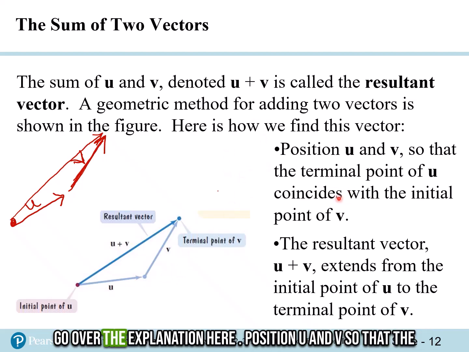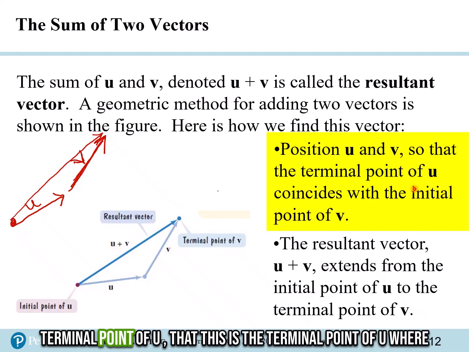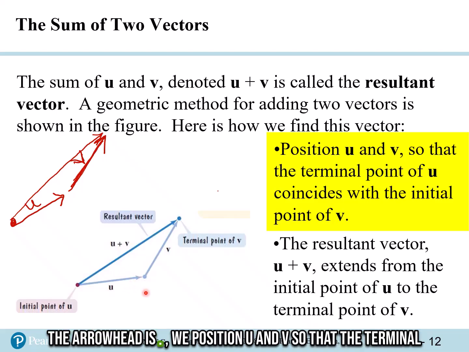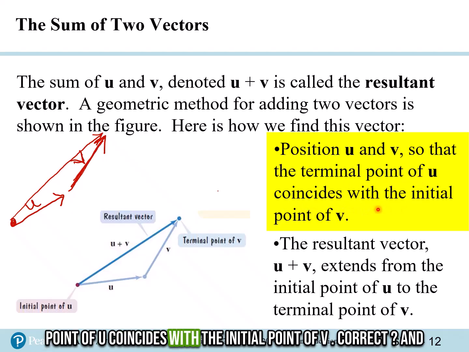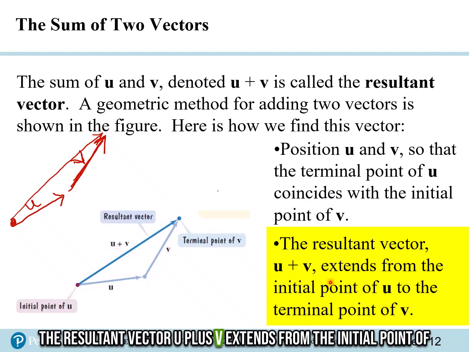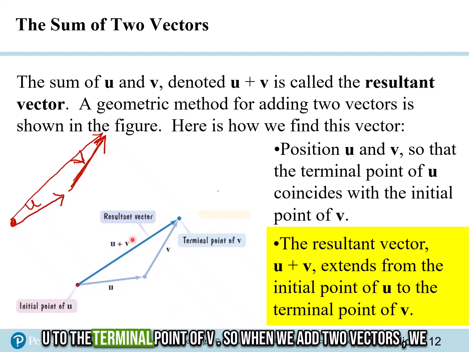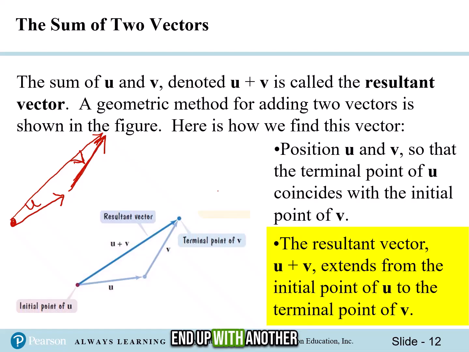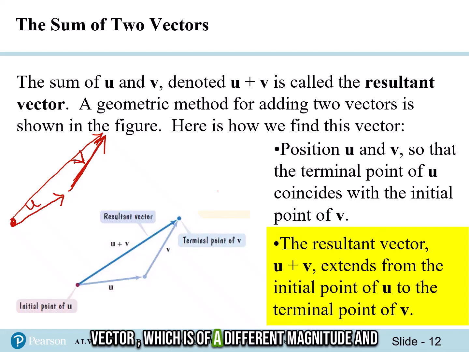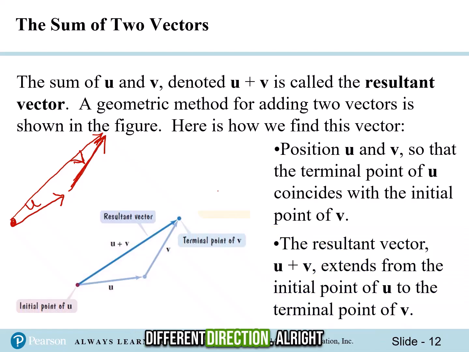So let's go over the explanation here. Position u and v so that the terminal point of u, this is the terminal point of u where the arrowhead is, coincides with the initial point of v, correct? And the resultant vector u plus v extends from the initial point of u to the terminal point of v. So when we add two vectors, we end up with another vector which is of a different magnitude and different direction. All right?